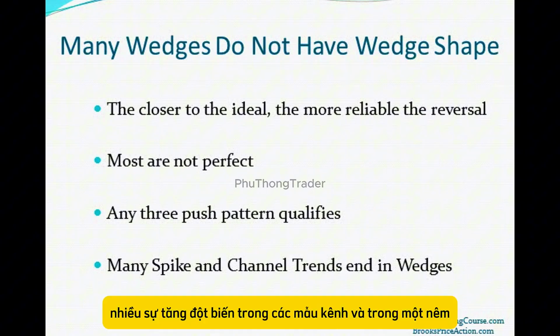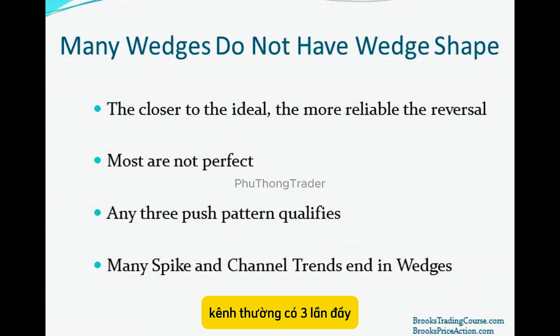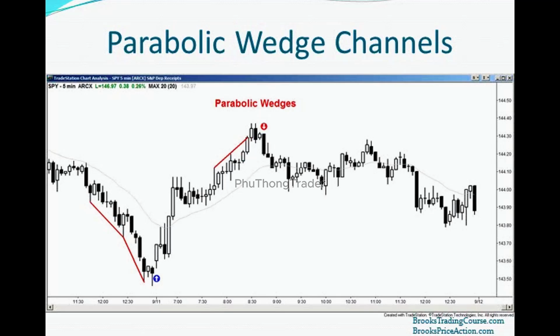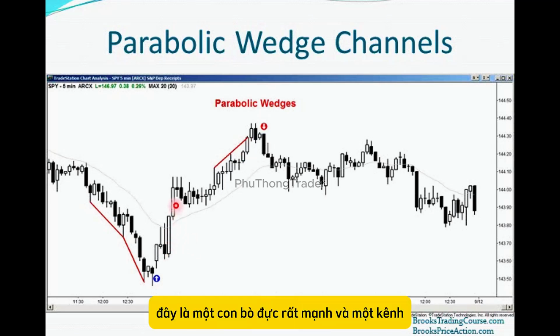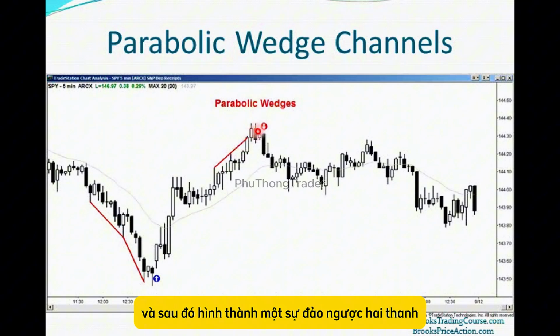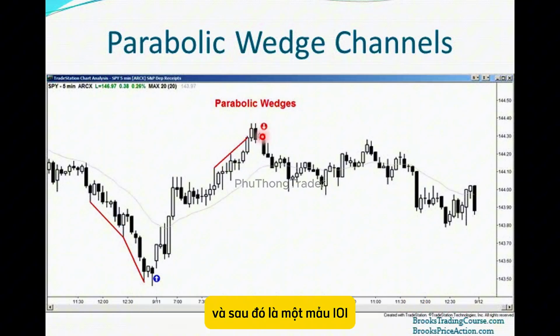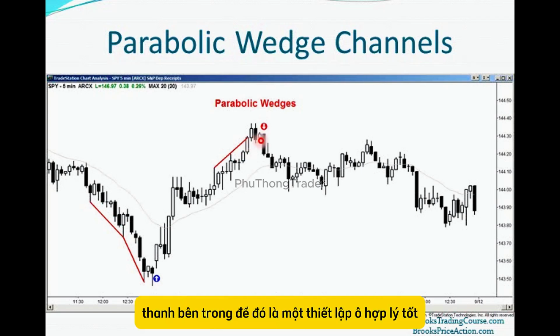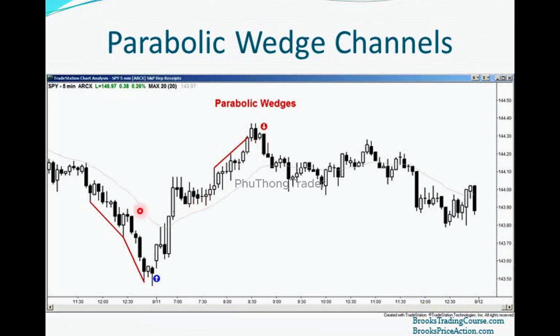Many spike and channel patterns end in a wedge. The channel oftentimes has 3 pushes. For example, here's a very strong bull spike and a channel, and there are 3 pushes in the channel, and the market broke out of the top of the channel and then formed a 2-bar reversal, and then an IOI pattern, an inside bar, outside bar, inside bar. So that's a reasonably good sell setup.